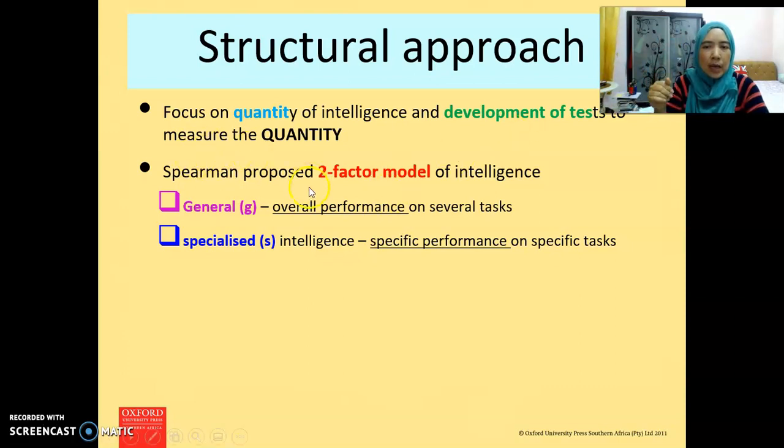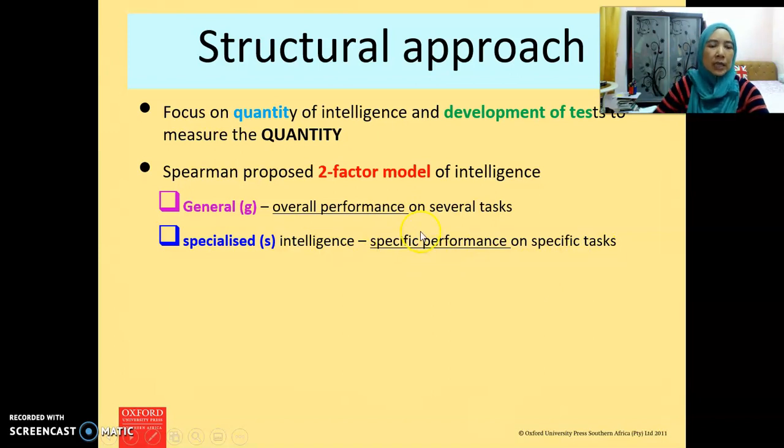So Spearman proposed a two-factor model of intelligence. The first is general intelligence, overall performance on several tasks. The other is specialized intelligence. General intelligence means overall performance. If people perform well overall on this kind of test, they are considered to belong to general intelligence. If an individual performs well on specific tasks, specialized intelligence, then they belong to specific intelligence.